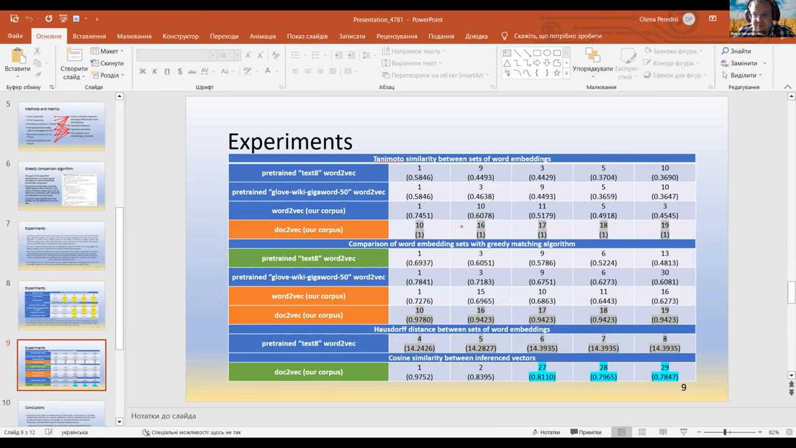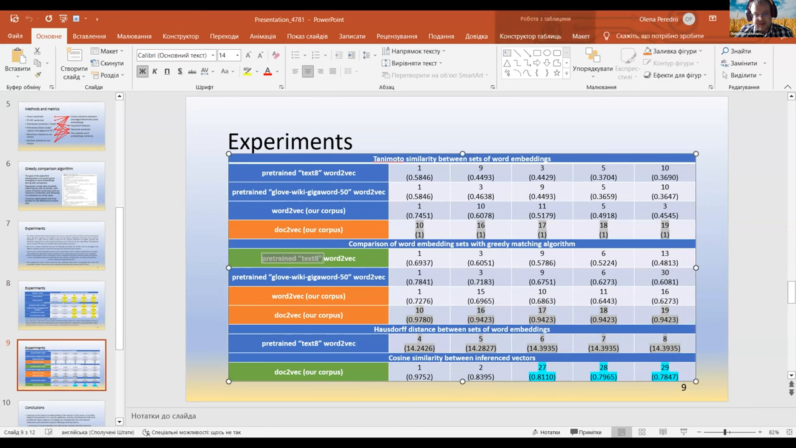And according to expert opinion, the pre-trained word2vec model that is trained on the text8 dataset we tried here is successful, and Doc2Vec, the most complicated, the most recent approach we used in our research, is successful too. And this Doc2Vec is successful based on our own corpus, so just learning, training on these 183 trademarks we have.